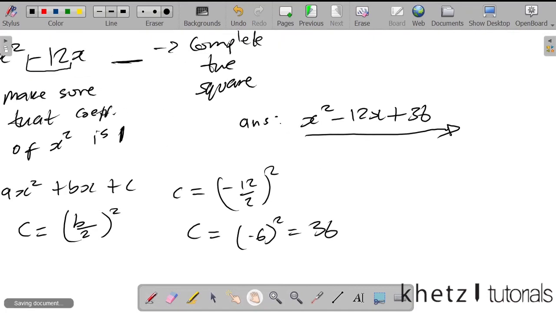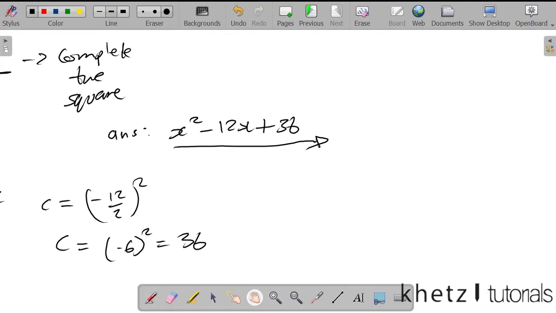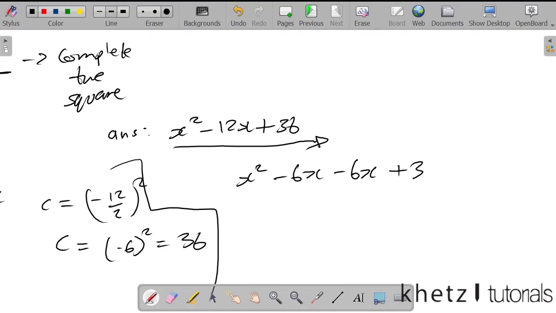But now let's check if that can give us a perfect square. So we're going to do factorization just to prove this. We have 36. What factors of 36, if you multiply them, give you 36, but if you add them, give you -12? I'm just applying my factorization method. You'll notice that you have two values, which are -6 and -6. If you multiply -6 and -6, you get 36. If you add these two, you get -12.